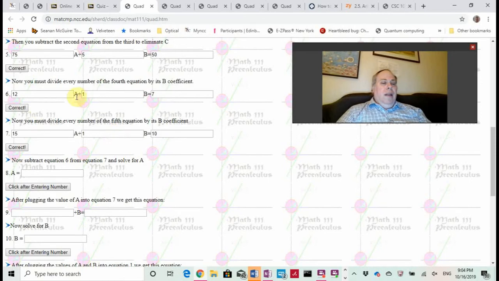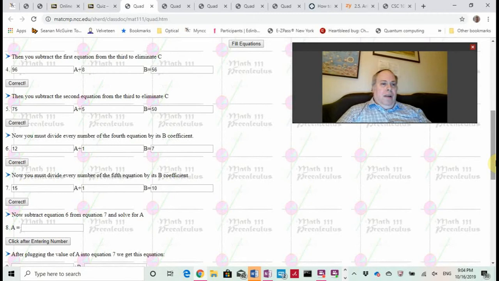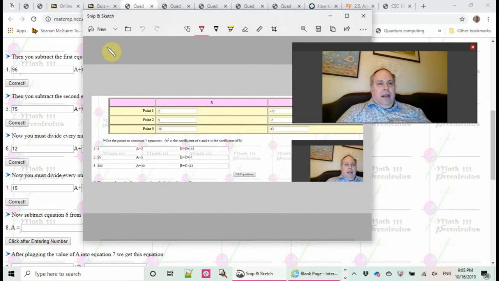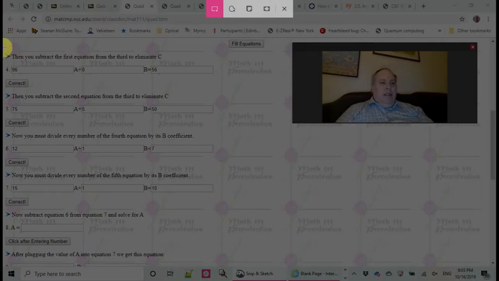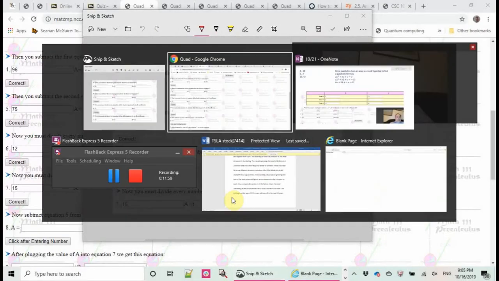So, at this point, I've reduced this to 12a plus 1b is 7, 15a's plus 1b is 10. I can subtract these two, and I'll just have a's left. So, I'm going to stop here and copy this into the notes. The theory is this should give you a chance to absorb all of this. So this is going to go in our notes.